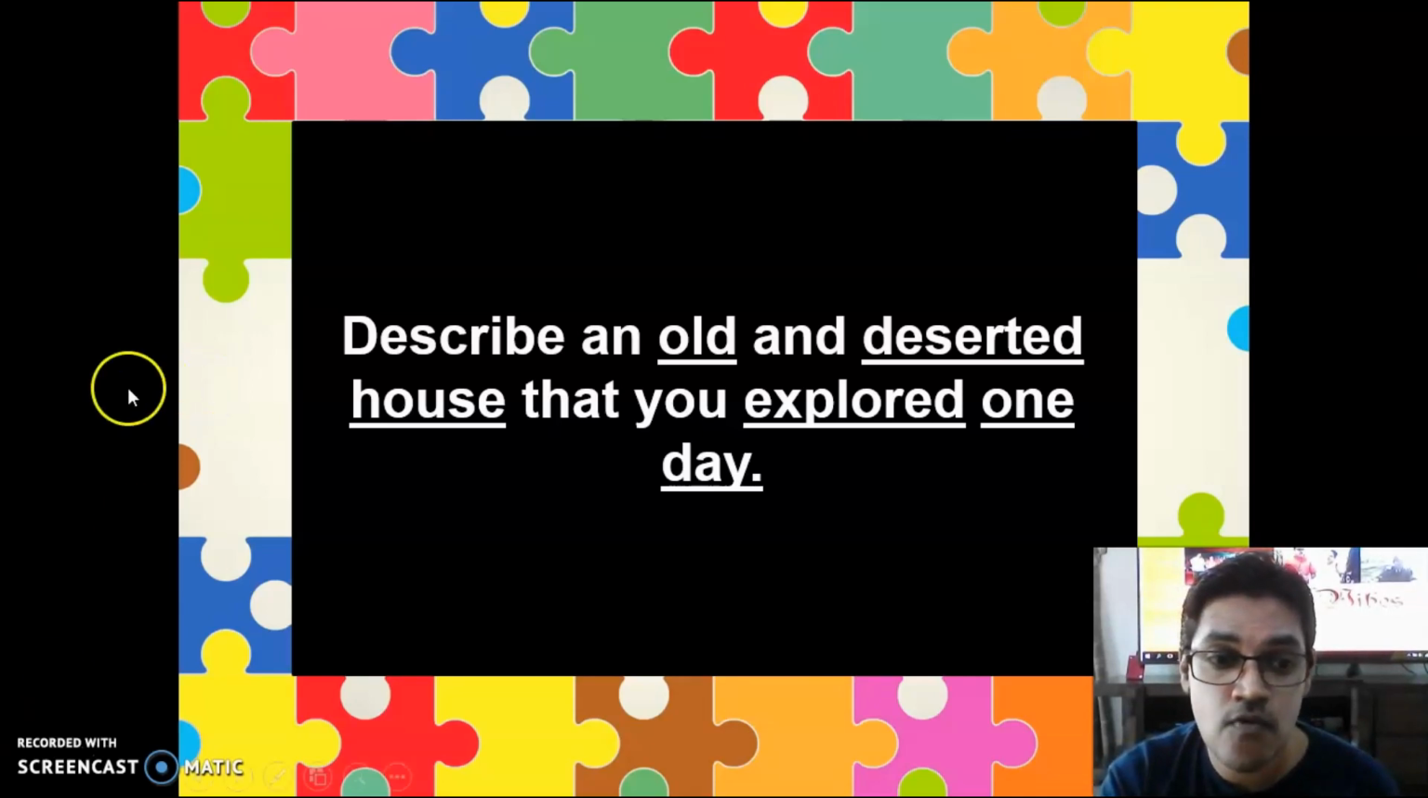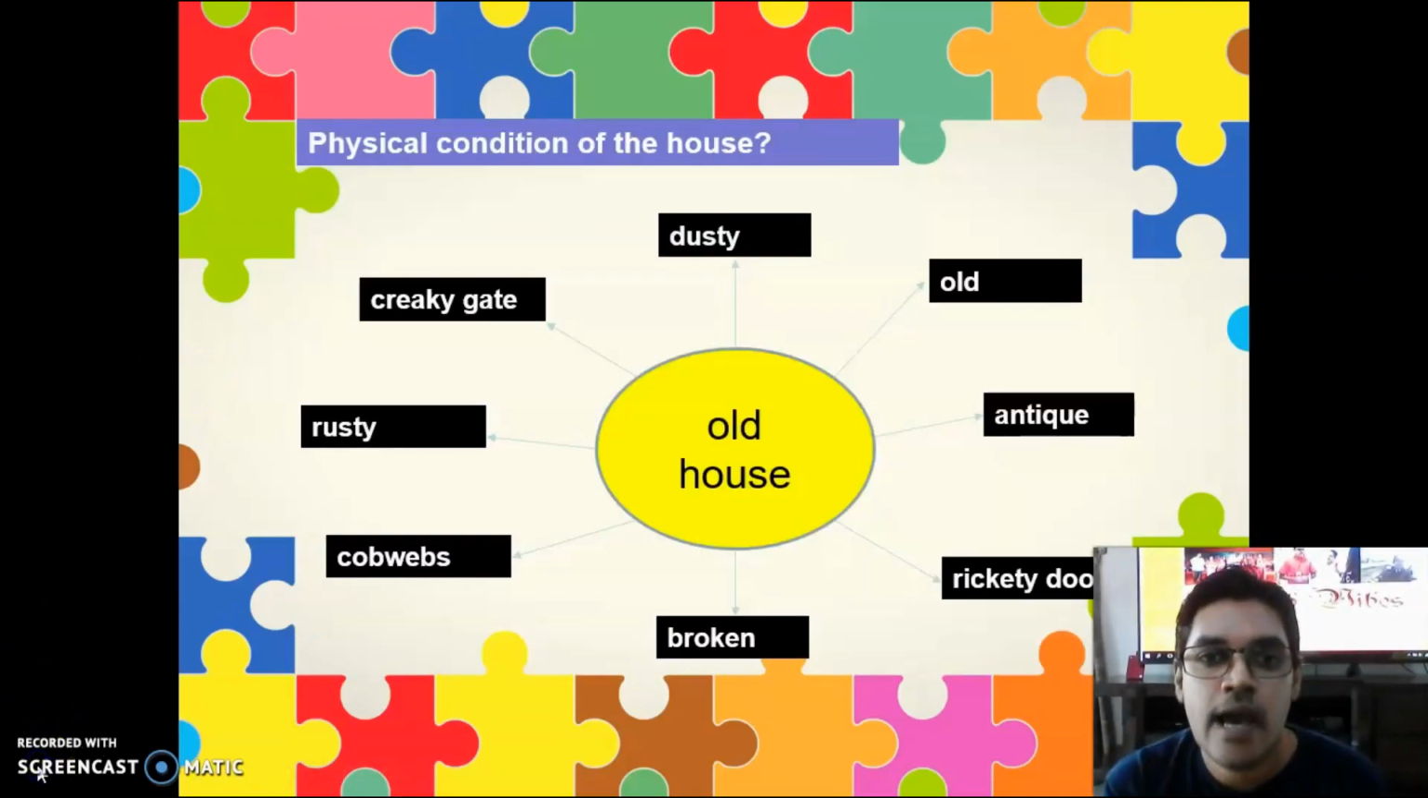Now let us move on to the next slide. Before we start writing the descriptive ideas, the underlined words here, I want you to look for some other words to describe an old house.